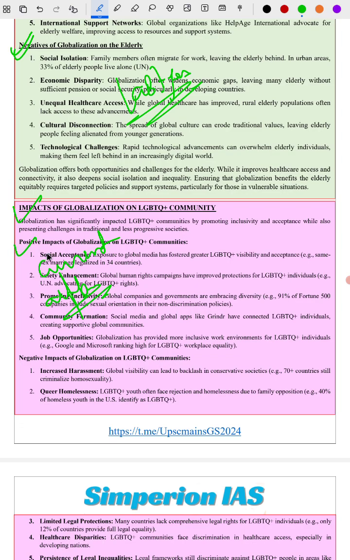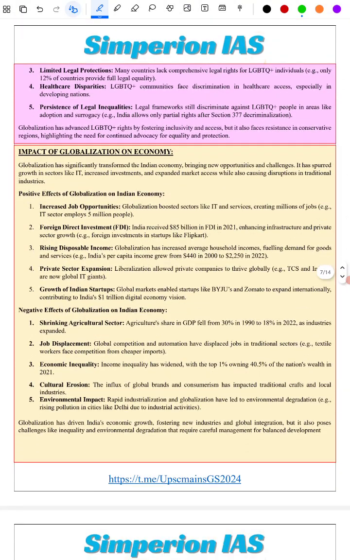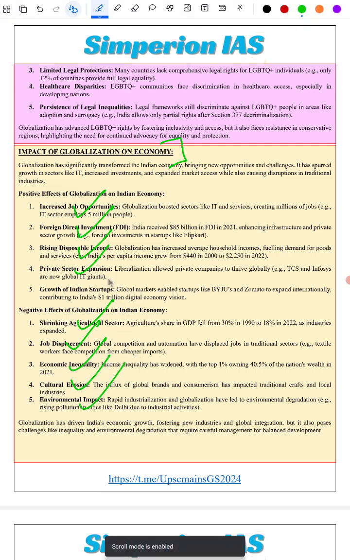We are given 5 positive impacts and 5 negative impacts. Next, you have taken the topic of impact of globalization on economy. There is increase of job opportunities, better FDI flow, economic growth, disposable income, private sector participation. Negative is shrinking agricultural sector, job displacement, economic inequality, cultural erosion, environmental impact because of industrialization.